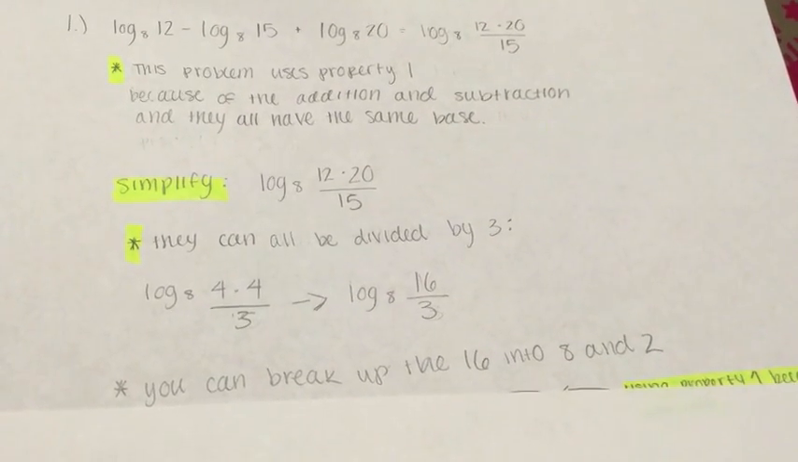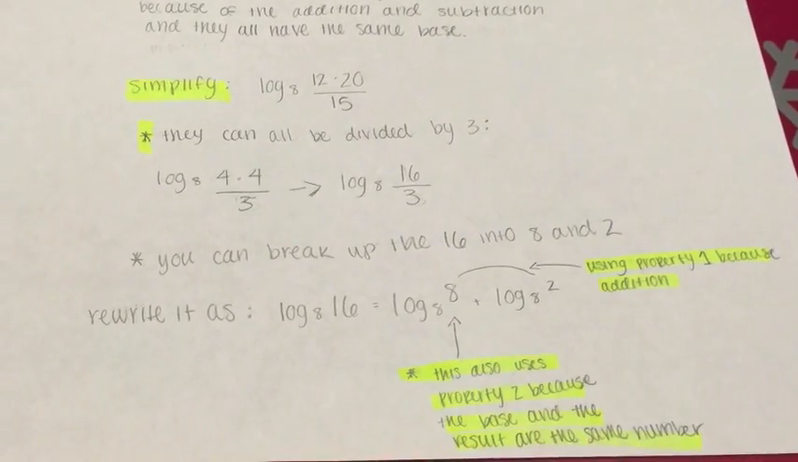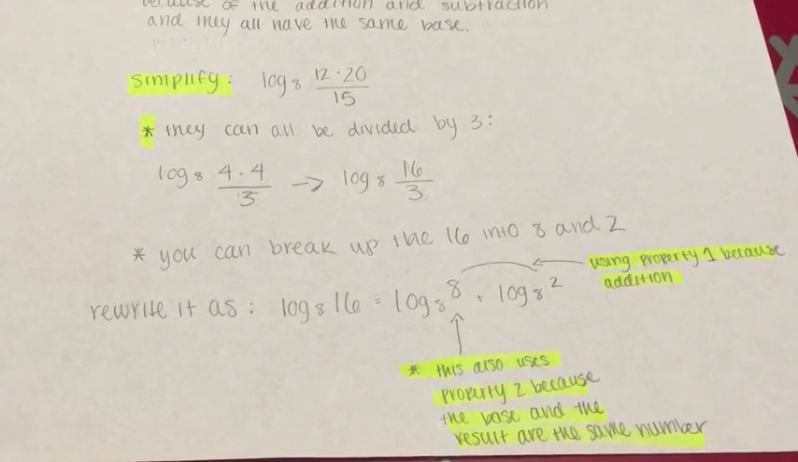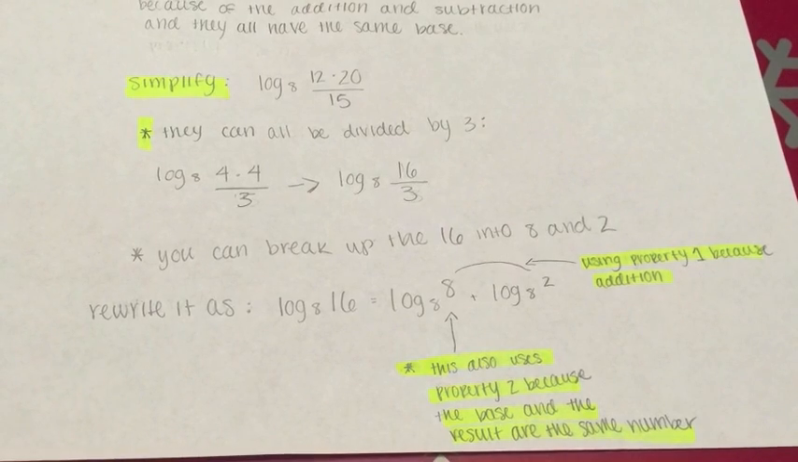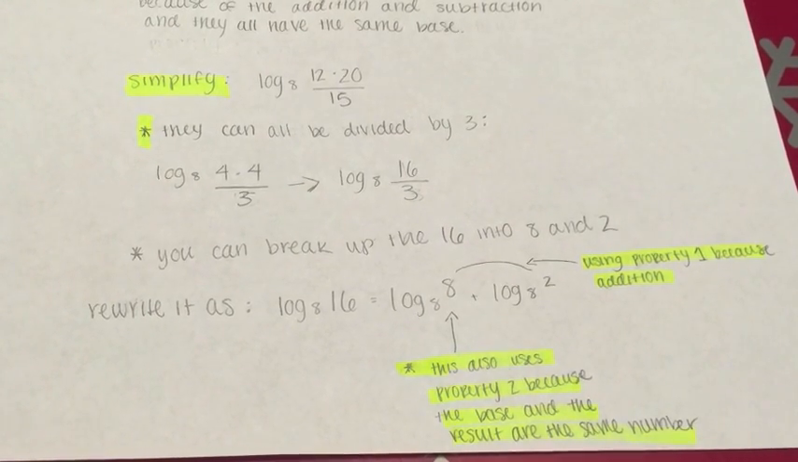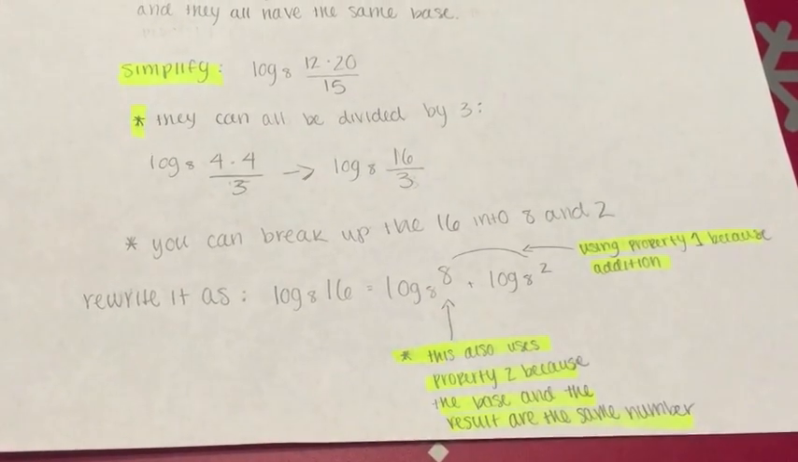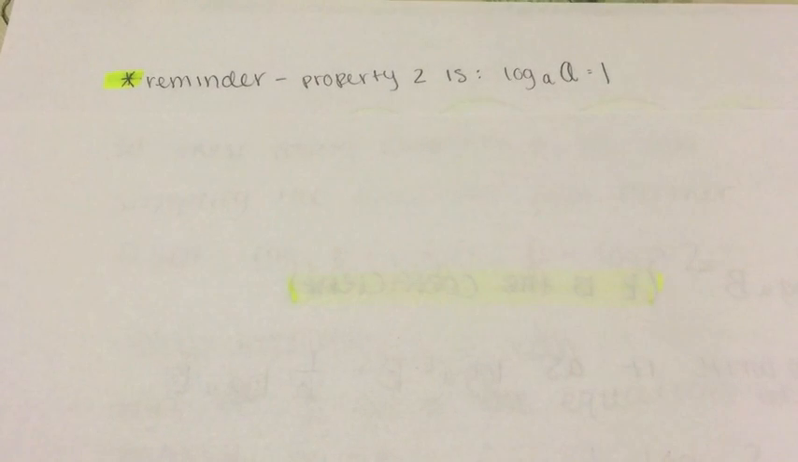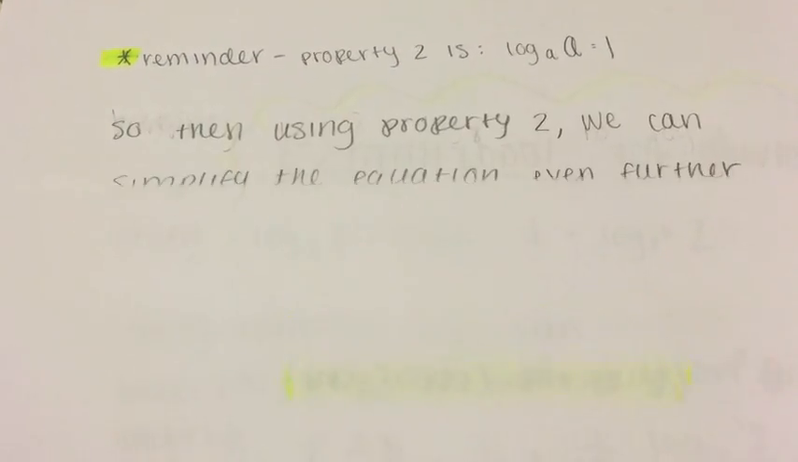You can now break up the 16 into 8 and 2, and then rewrite the equation as log base 8 of 16 equals log base 8 of 8 plus log base 8 of 2. This is using property 1 because of the addition, and this is also using property 2 because the base and the result are the same number. Reminder, property 2 is log base a of a equals 1.